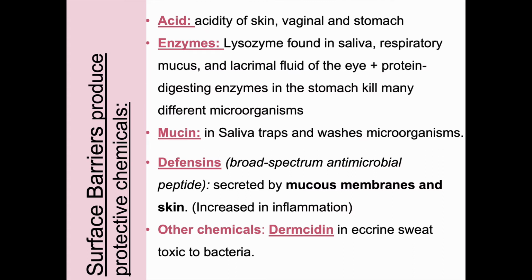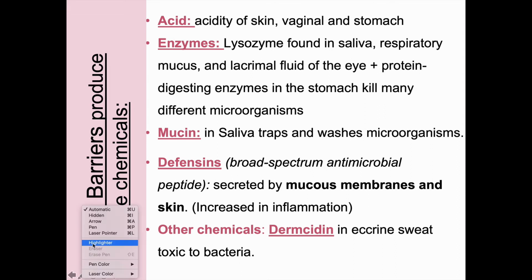Coming to the surface barriers, they produce protective chemicals, that is, acids. Different types of acids are produced. For example, the stomach produces hydrochloric acid. This acidic environment is also present in the vaginal cavity. Then the acidity of the skin also kills bacteria. Then enzymes: in the saliva there is an enzyme called lysozyme. This is present in respiratory mucus and also lacrimal fluid, and it kills bacteria.